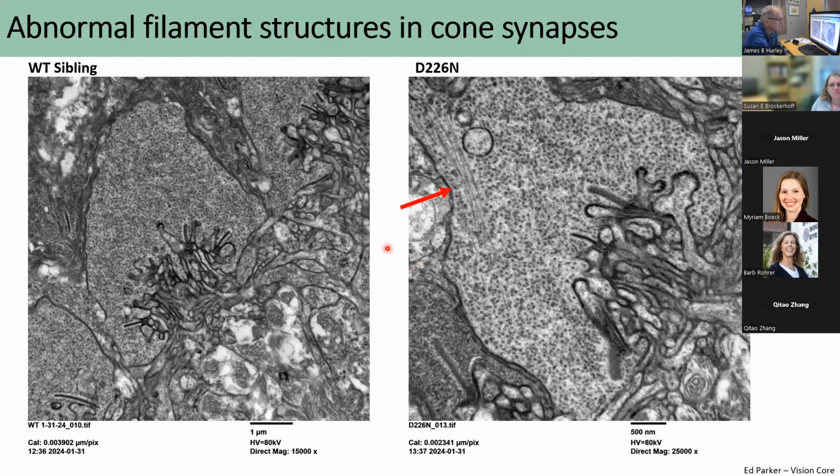Sorry, you don't see them at all in the wild type overexpressor as well? We haven't checked that, but I just submitted eyes to look for that. Okay. Yeah, good question.